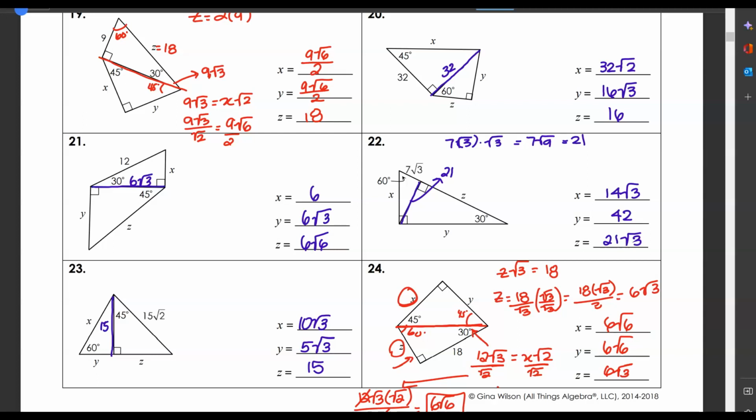And lastly, for 23, we should have seen 10 root 3, 5 root 3, and 15. And that concludes the section.